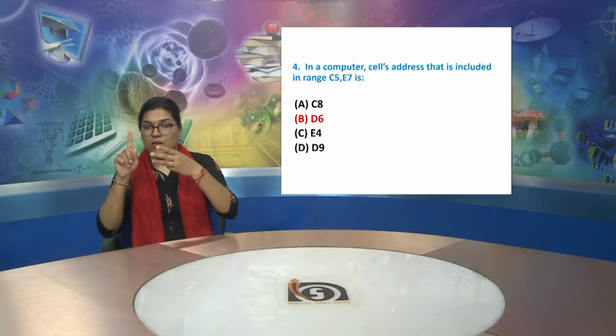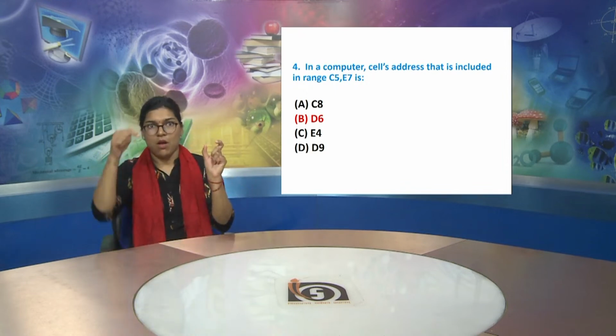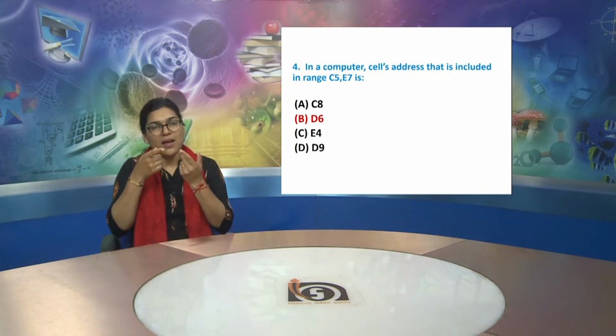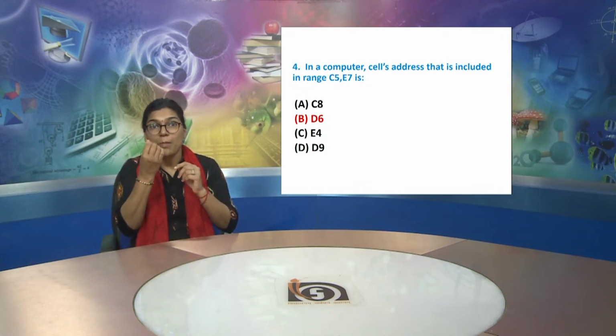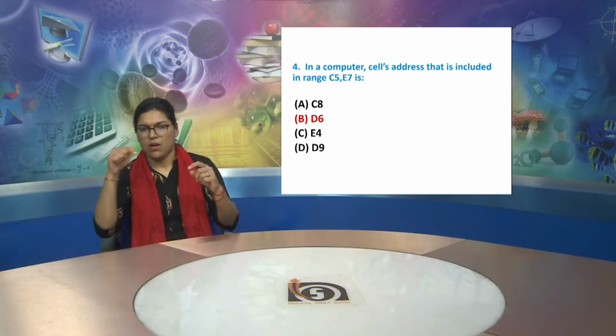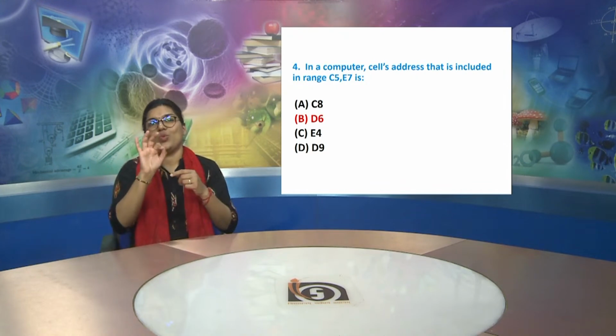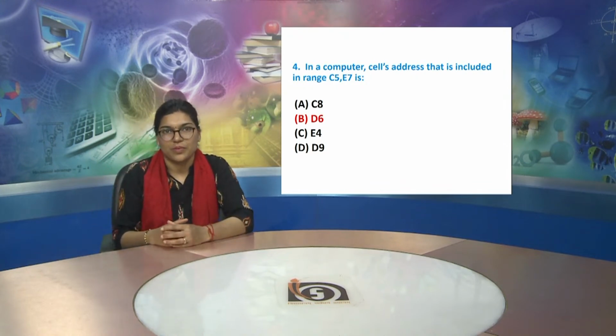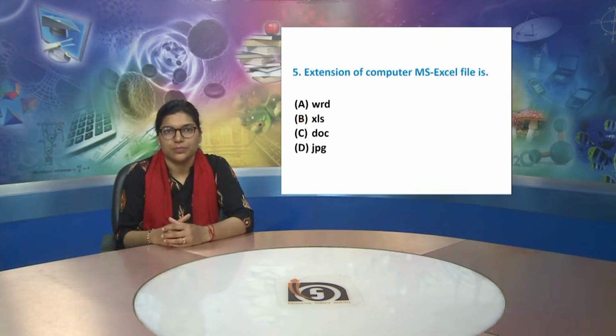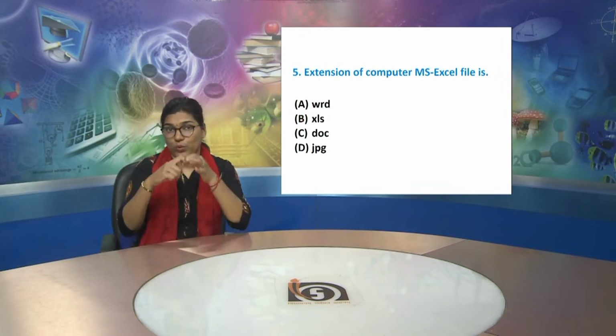The D6 option would be correct because in the question it is written C5 and E7. What will be the cell which will be in between C5 and E7? We know that after C, D comes and after 6, 7 comes. So D6 will be the correct option.